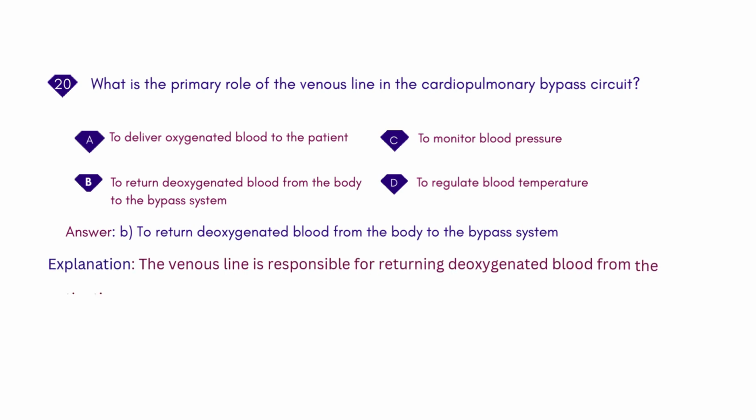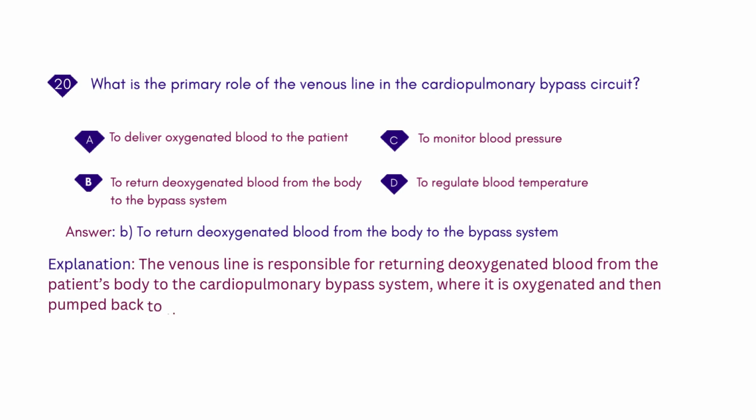Explanation: the venous line is responsible for returning deoxygenated blood from the patient's body to the cardiopulmonary bypass system, where it is oxygenated and then pumped back to the body through the arterial line.